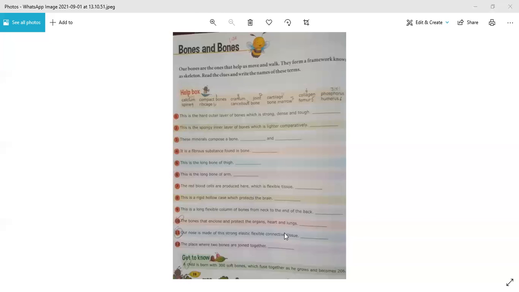RIBCAGE. Okay, see, our nose is made up of a strong, elastic, flexible connective tissue. What is the name of that tissue? It is cartilage.